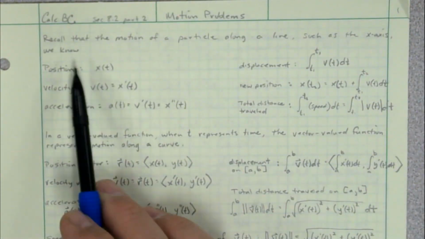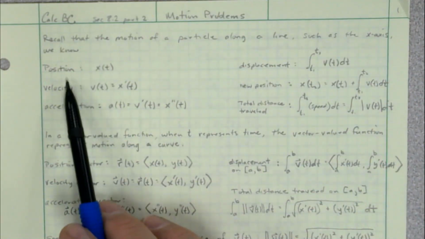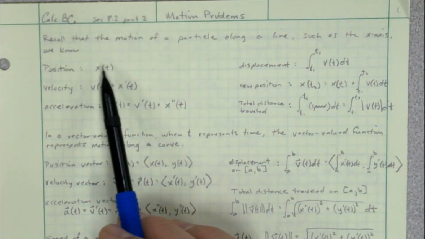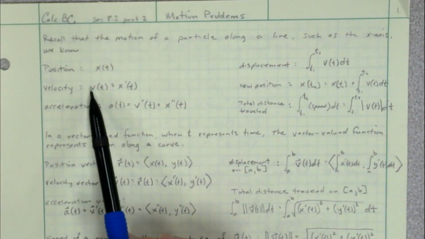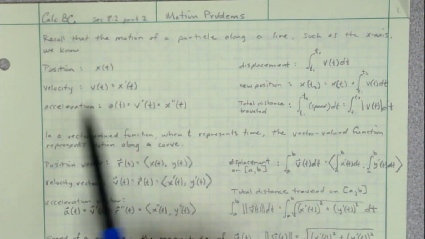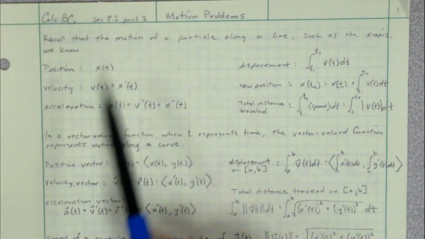We recall that for the motion of a particle along a line such as the x-axis, we have a position function, x of t. The velocity function is the derivative of the position, and the acceleration is the derivative of the velocity and the second derivative of the position. So this is the stuff we know.